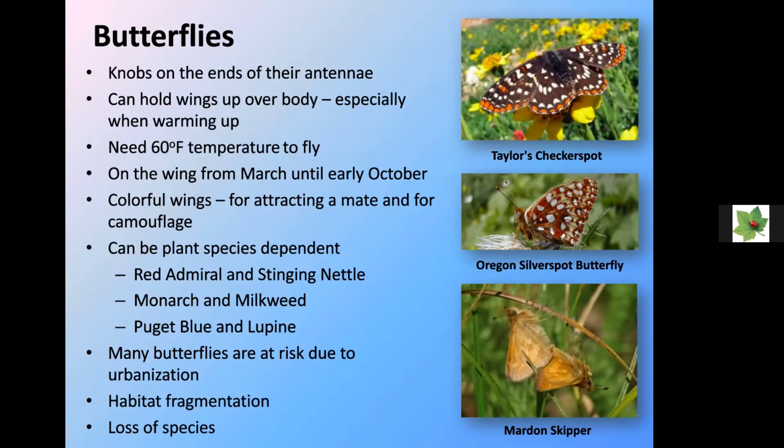So trying to plant some of these to make sure that they have habitat and are able to either feed or raise their young on is really important. And then once again, urbanization and loss of habitat are some of the reasons why we're seeing a huge decline in many of these different species.